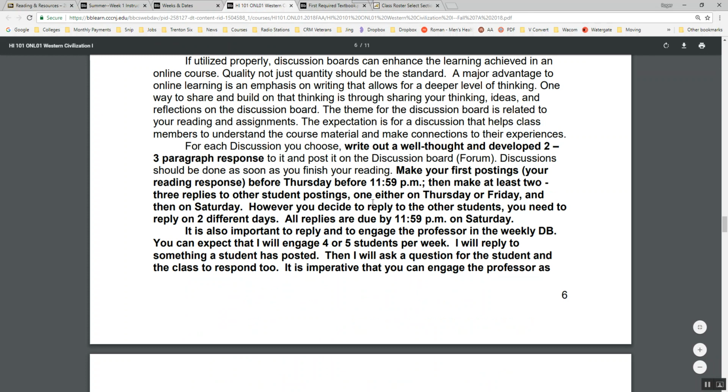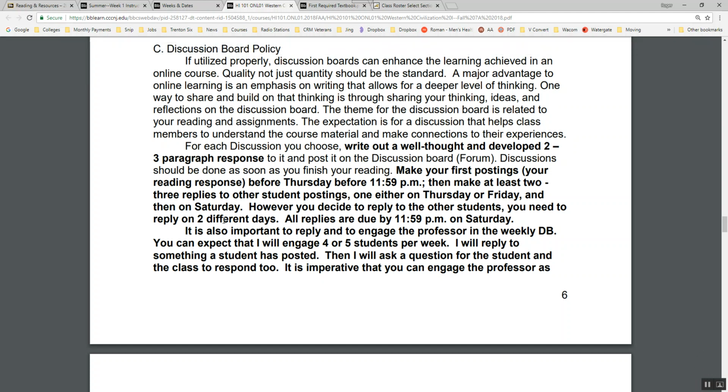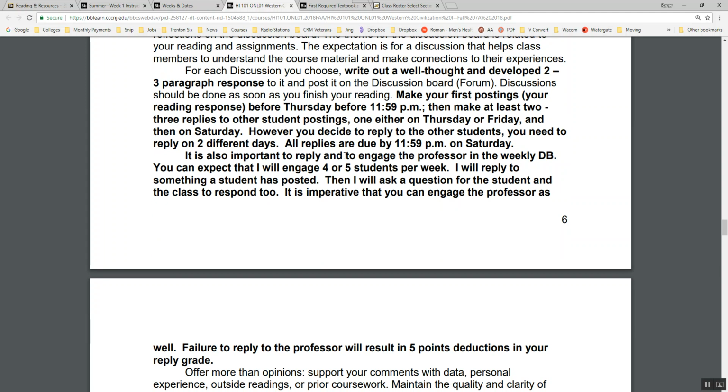Then your replies. You need to make 3 replies. It says 2 to 3, but it's really 3 that we're referencing because you need to reply to me. So you need to do 2 replies, one on each day. You cannot reply on the same day. The replies have to be made on 2 separate days. So you could actually reply if you wanted to on the Thursday when you actually post, but then you have to come back and reply to another student, and then you have to engage me as well. So that will be the 3 replies.